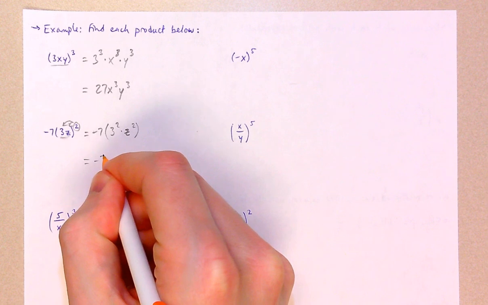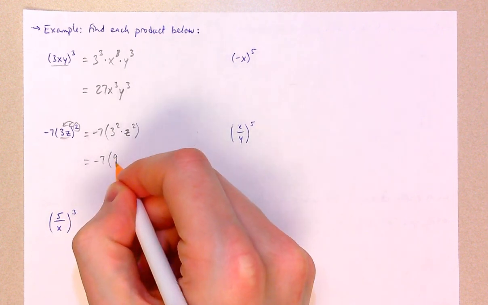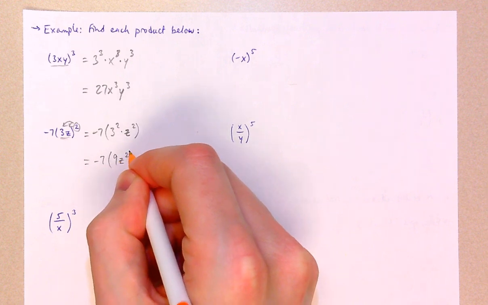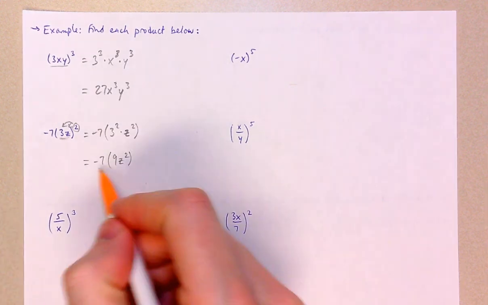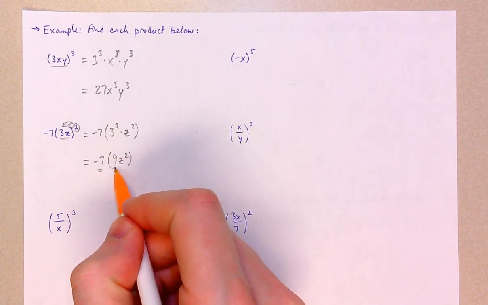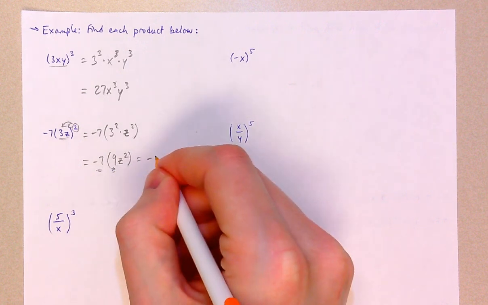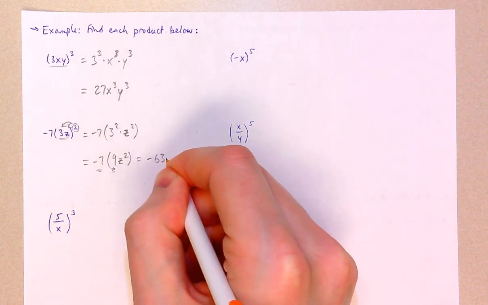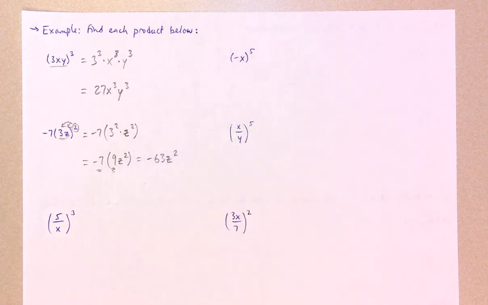Okay, so I have -7 times 3 to the power of 2, which is 9. And then we just have z squared. And now I can multiply these two numbers. -7 times 9 is obviously -63. And then we have z squared.